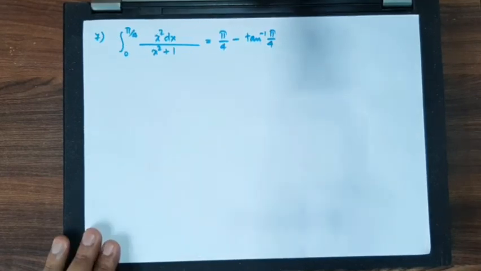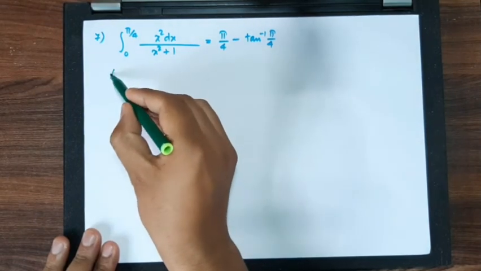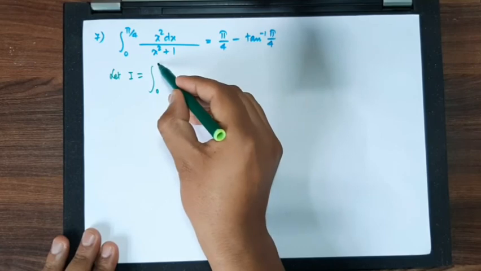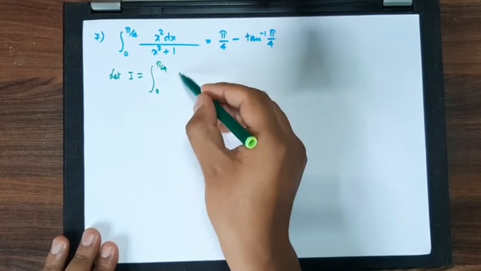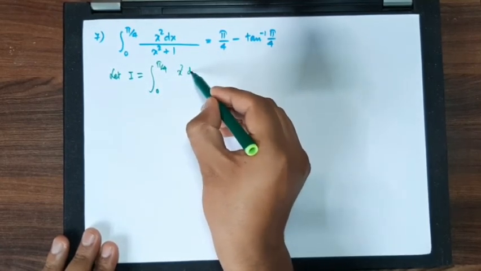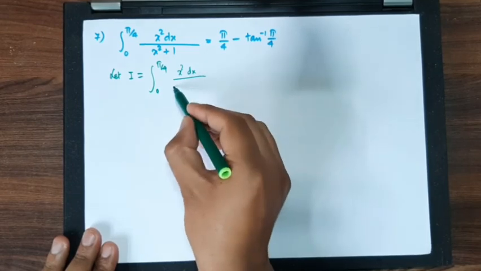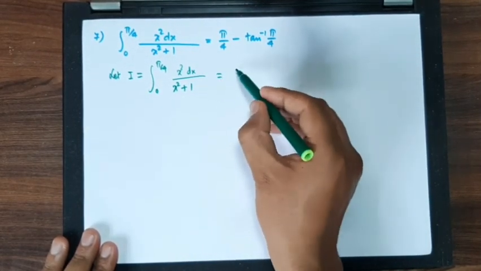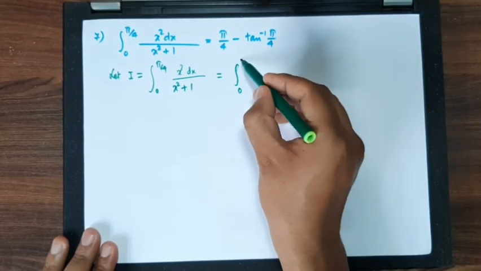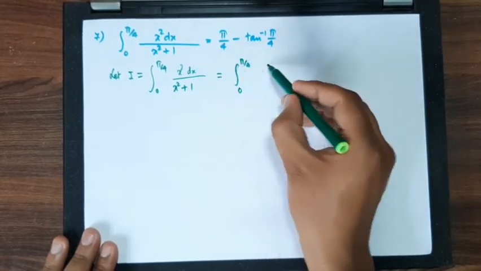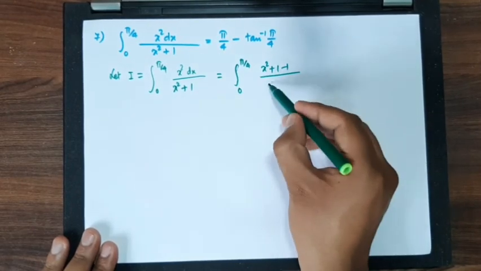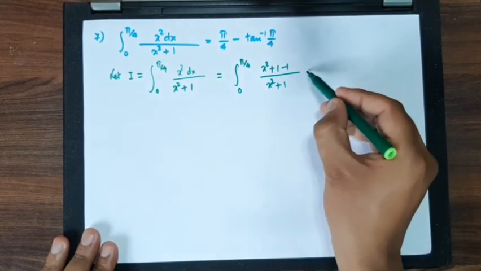Now let us move on to the last question. So we have I equal to the integral from 0 to pi by 4 of x square dx by x square plus 1. Let us do some manipulation here. So the manipulation that I am going to do here is, from 0 to pi by 4, I am writing x square plus 1 minus 1 in the numerator, which is allowed here, right?